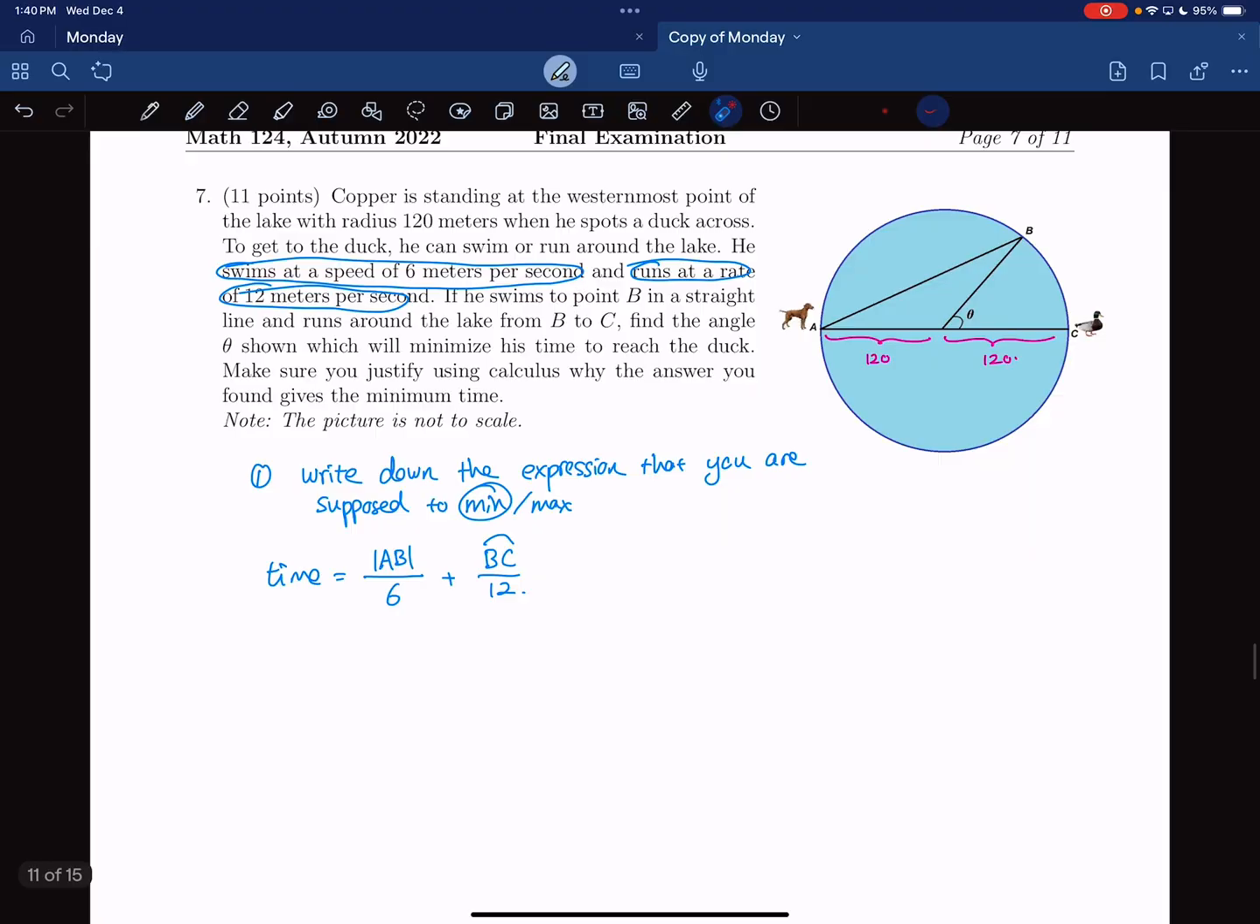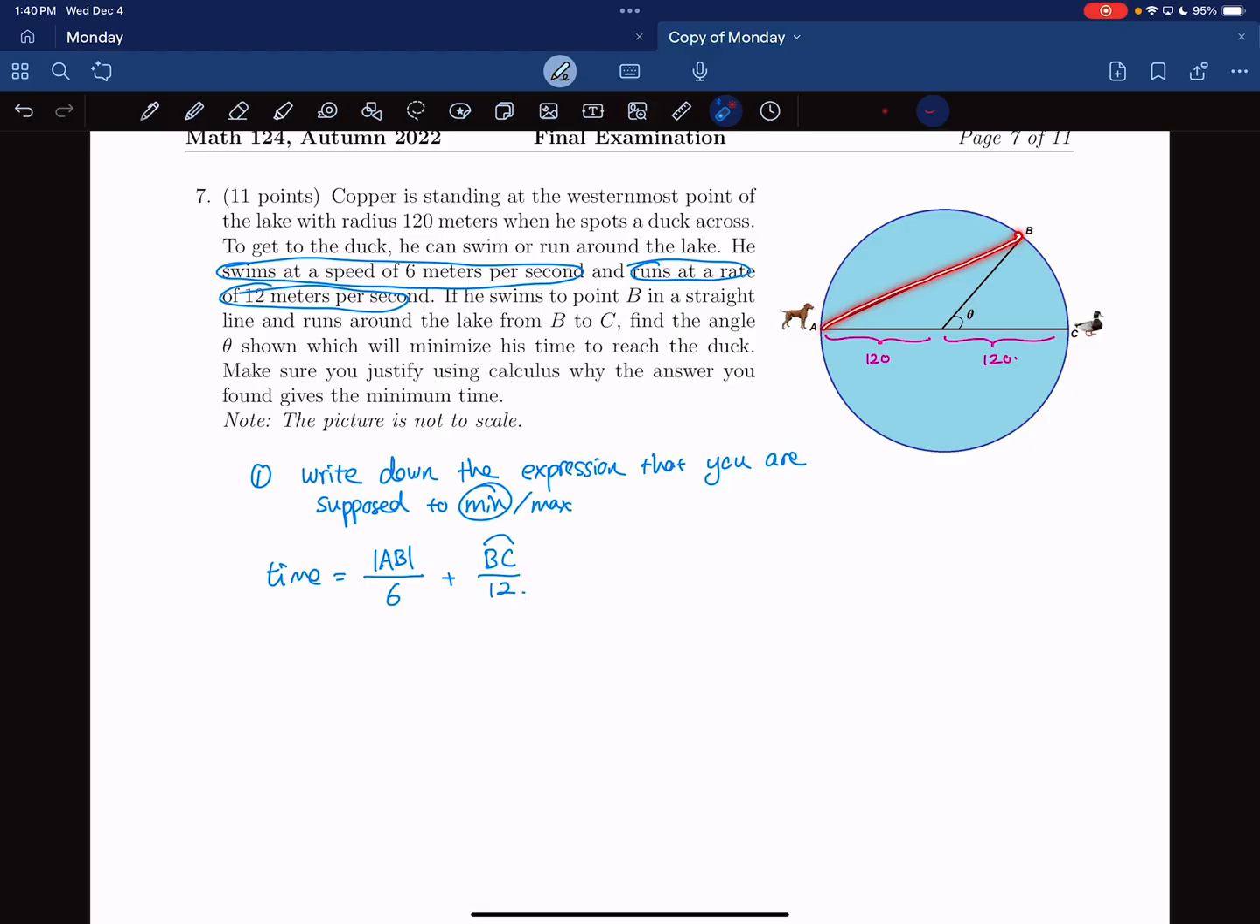In order to do that, I need to figure out what is the mathematical expression for AB and what is the mathematical expression for BC. That's what I need to do. So let's try to figure out what is the length for AB first. AB is here. How do I do that? Okay, so here's what I do.